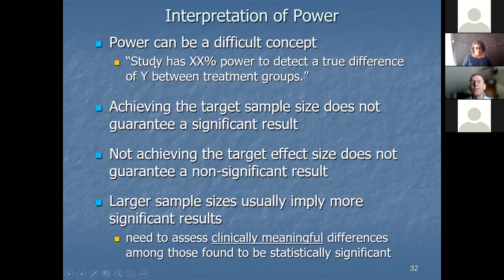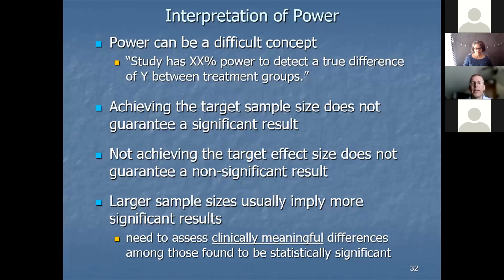Thinking about how to interpret power, okay? A lot of times what we say is that this study has 85% power to detect a true difference of a certain amount between treatment groups. Just because you achieve that sample size does not guarantee it, right? It's a probability. It's 80%, it's not 100%. Also, if you don't achieve the target sample size, it doesn't mean you won't show statistical significance, okay?